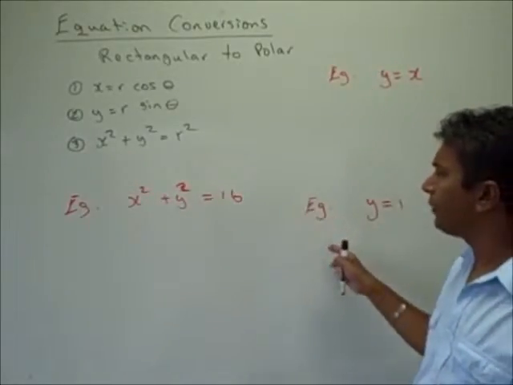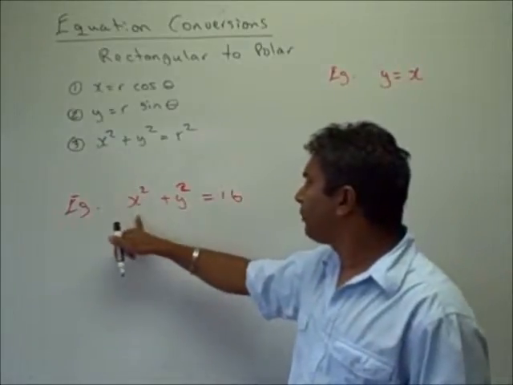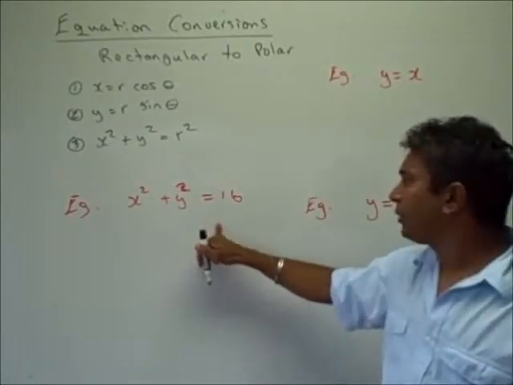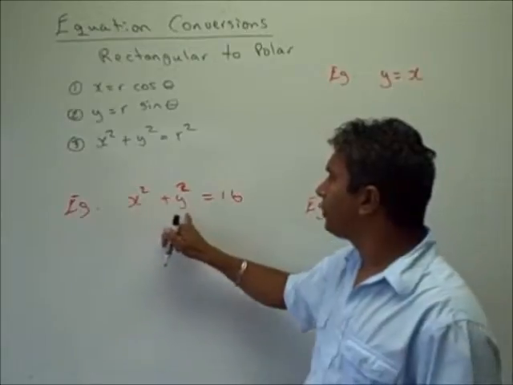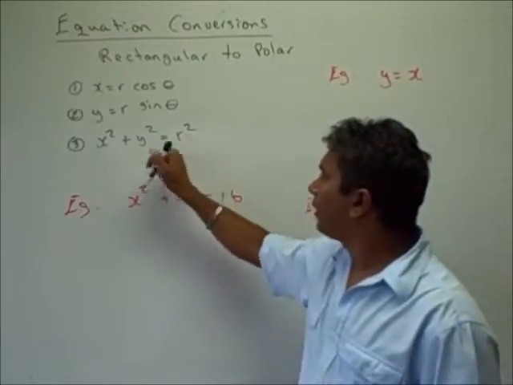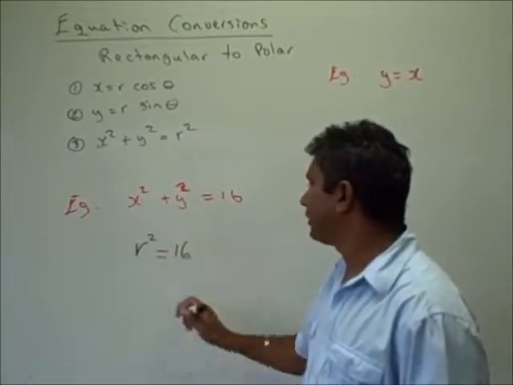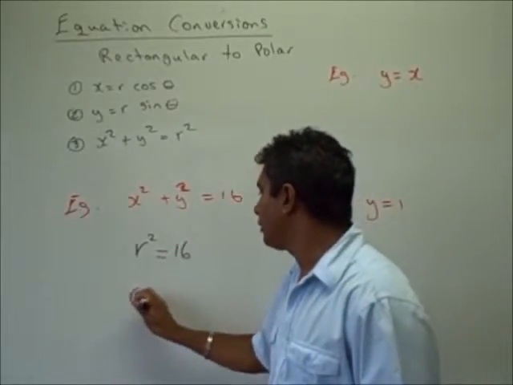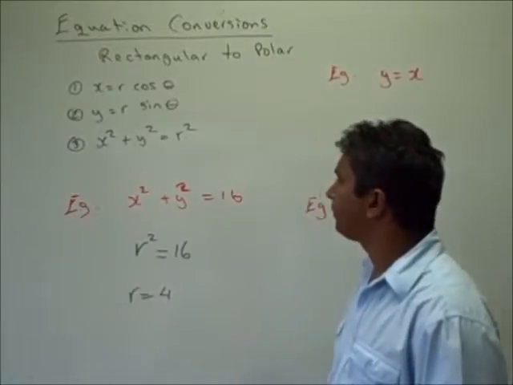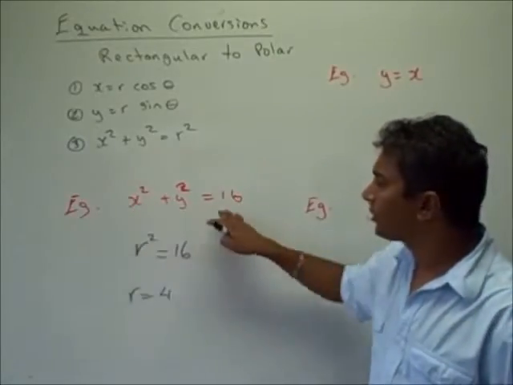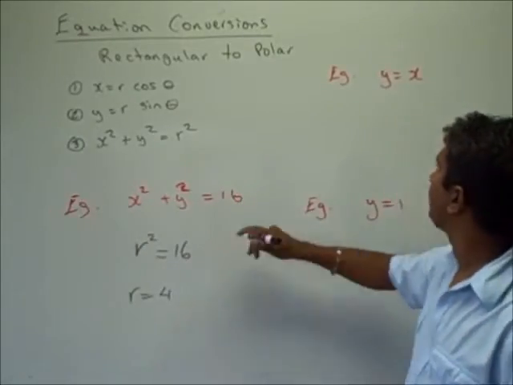Here we have three examples. The first example, we have x squared plus y squared is equal to 16. We know x squared plus y squared is equal to r squared, so we can rewrite this as r squared is equal to 16. Therefore, r is equal to 4. So here we just converted this rectangular equation to a polar form.